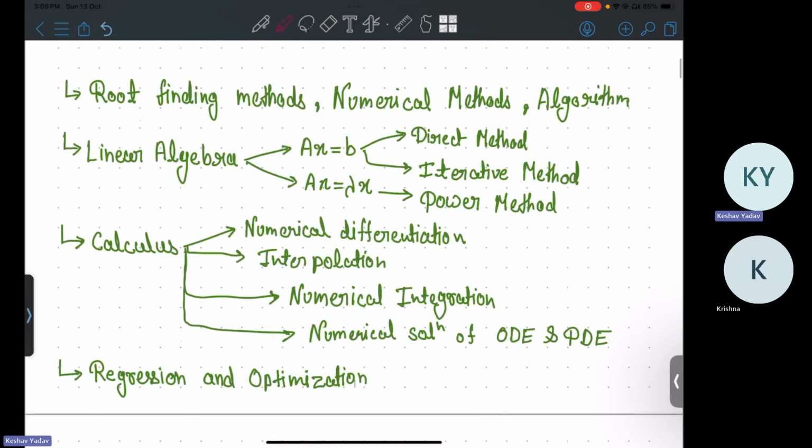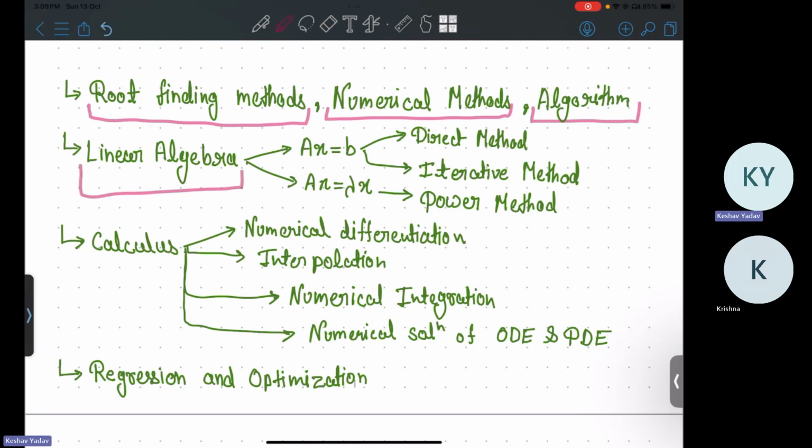So in the first few weeks, what have we seen? First, we have seen the root finding methods. We first saw what numerical methods are, what algorithms and pseudocodes are, and how they are important for numerical methods. Then we have seen some root finding methods.